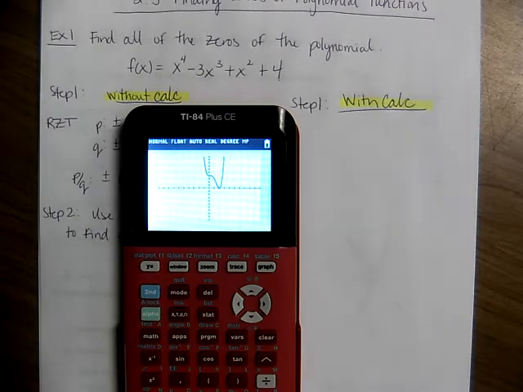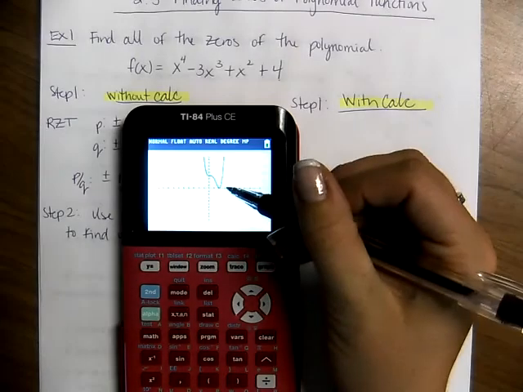Now, what else do you notice about the 0? It's a double, and how do you know it's a double? It bounces off and it forms that parabola shape. Do you see it, how it doesn't cross through? This is really, really important to recognize. So this is a double 0.